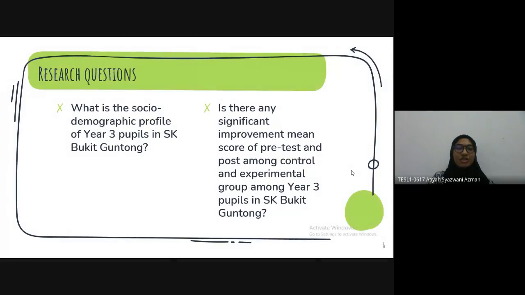So in relation to the research objectives, here are the research questions. The first one is, what is the socio-demographic profile of Year 3 pupils in SK Bukit Guntong? And is there any significant improvement mean score of pre-test and post-test among control and experimental group in Year 3 pupils in SK Bukit Guntong?